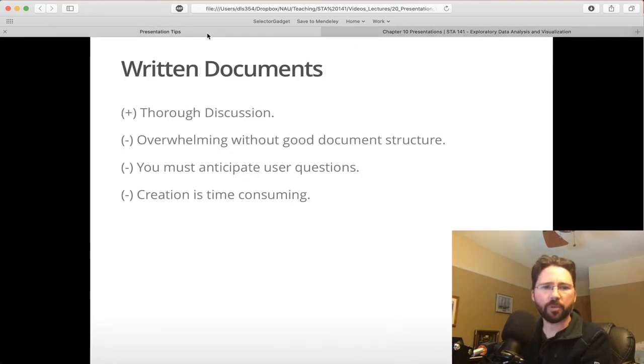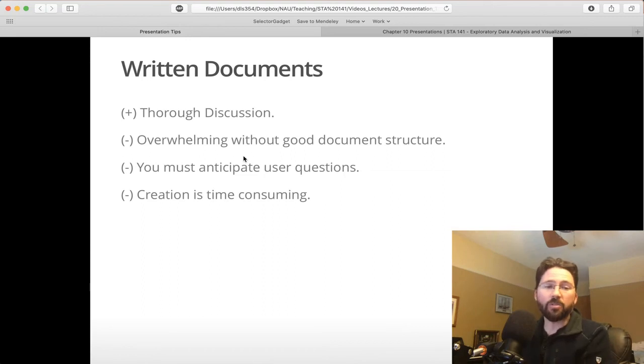Now let's go back to my presentation. The next downside of written documentation is that there's no user interaction. The writer and the reader never meet face to face. And as a result, the writer has to anticipate what the user or the reader doesn't know and what questions they're going to ask. And so you have to be very thoughtful in terms of what content gets presented.